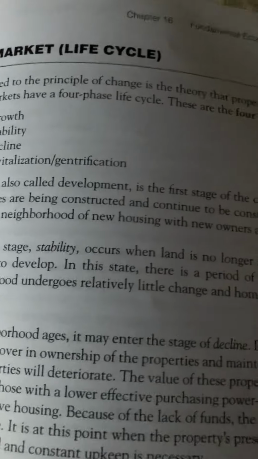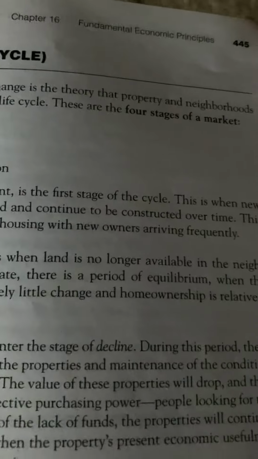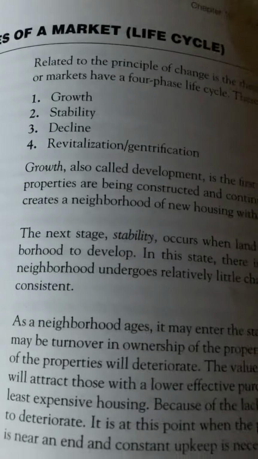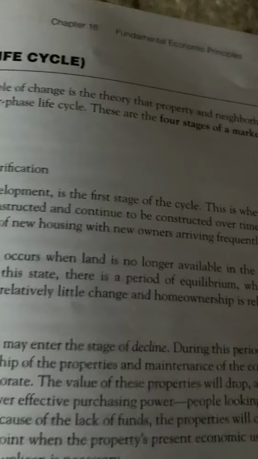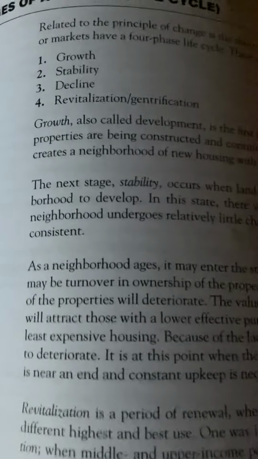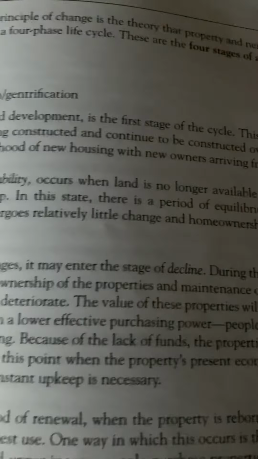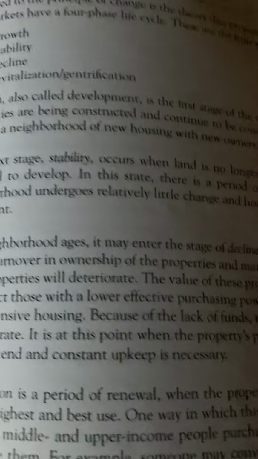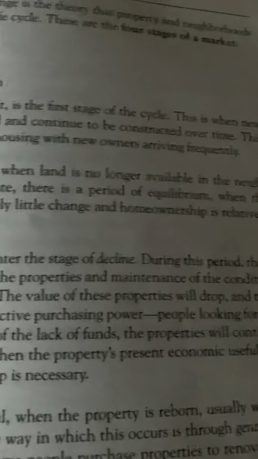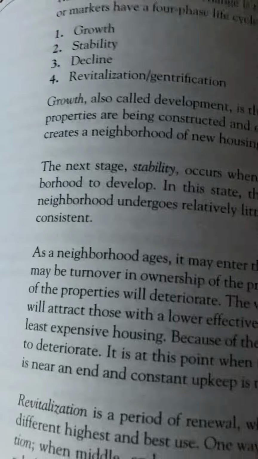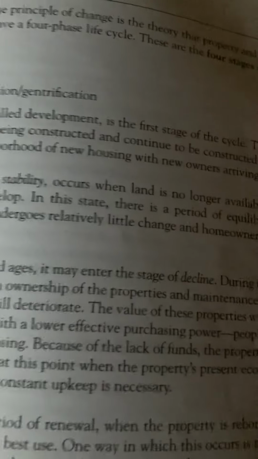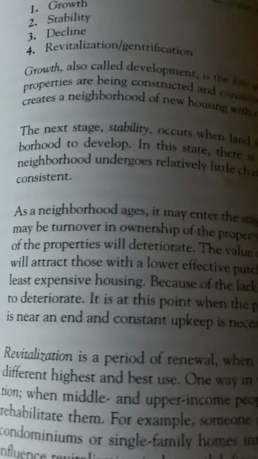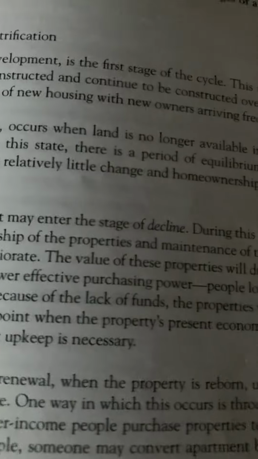Growth, also called development, is the first stage of the cycle. This is when new properties are being constructed and continue to be constructed over time. This creates a neighborhood of new housing with new owners arriving frequently. The next stage, stability, occurs when land is no longer available in the neighborhood to develop. In this stage, there is a period of equilibrium when the neighborhood undergoes relatively little change and home ownership is relatively consistent. As the neighborhood ages, it may enter the stage of decline.